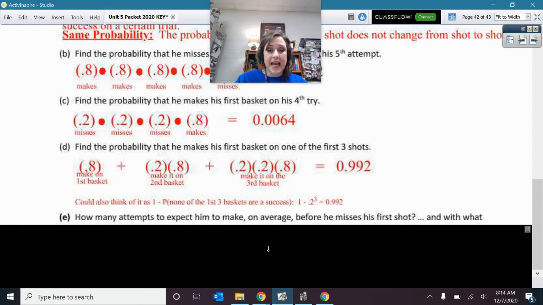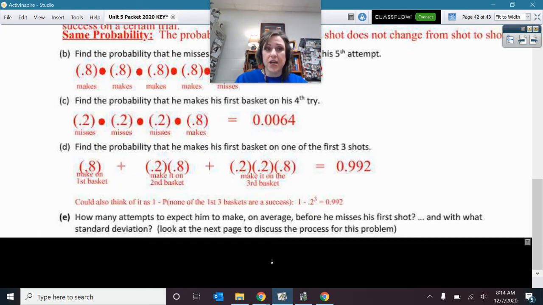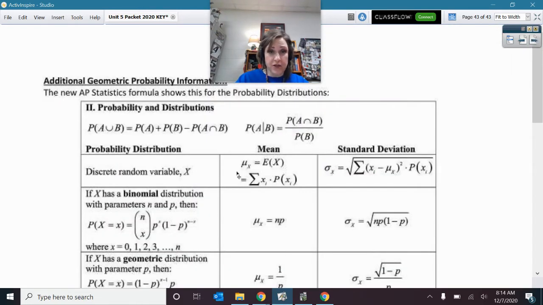All right. Now, how many attempts do you expect him to make on average before he misses his first shot? And with what standard deviation? So we want how many attempts on average. So we're going to get the mean and the standard deviation of the distribution of baskets that he makes. So there's a formula for this. And so if we take a look at the next page, this is the probability section of the formula chart that you are going to be able to use.